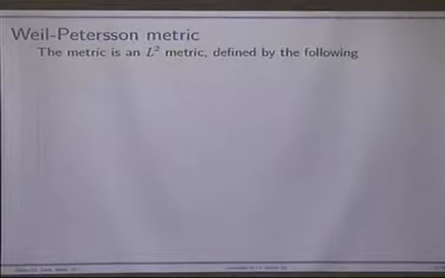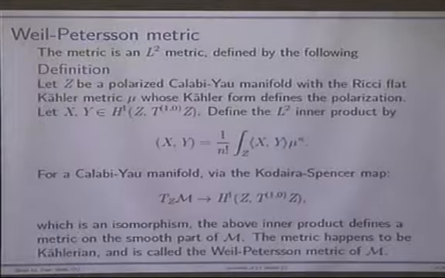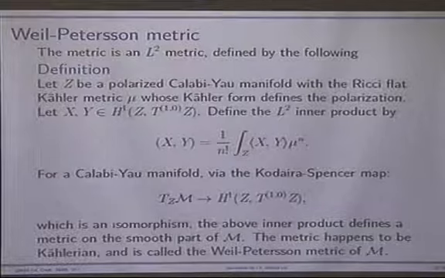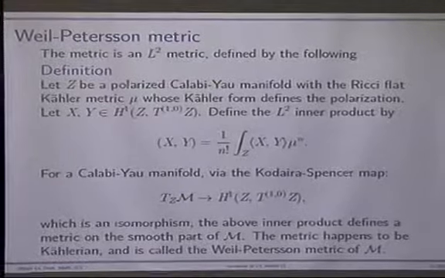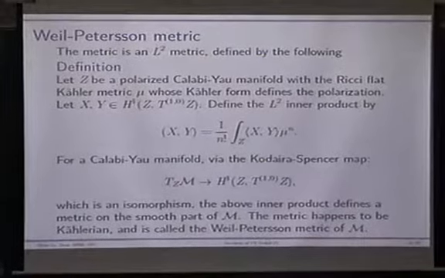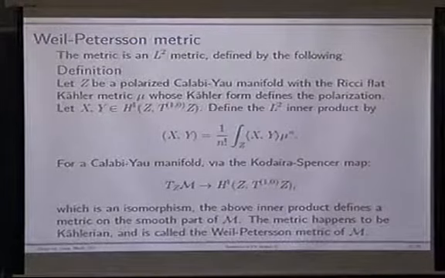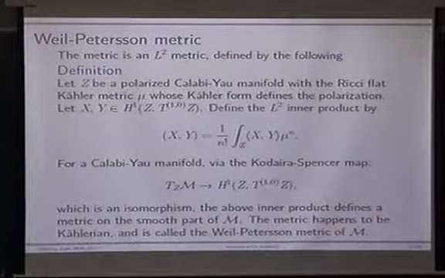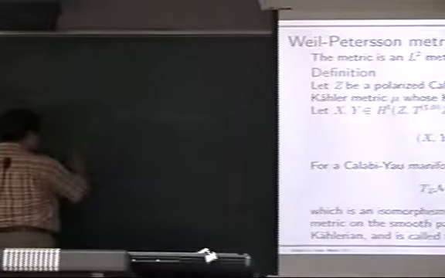So let's define the Weil-Petersson metric, which is probably well known to everybody, but let me just show you the definition. On any smooth part of a moduli space, we can define the so-called Weil-Petersson metric, or we call it the L2 metric, in the following way. I wrote it in terms of Calabi-Yau, but actually we can do it for any moduli space. So this is the moduli space, and these are fibers.